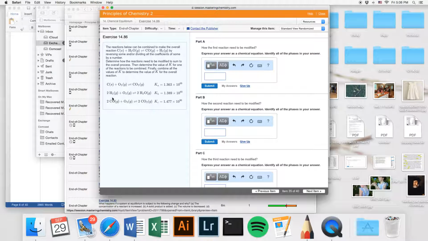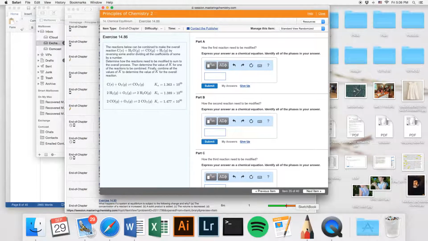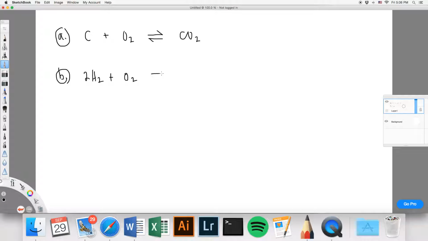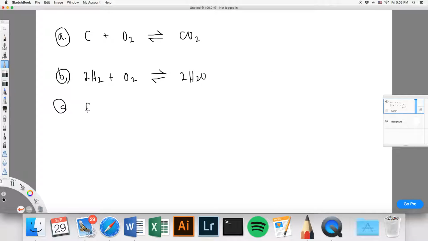B is 2H2 plus O2 gives 2 waters. Right? And C is carbon monoxide plus oxygen gives, I think that was 2 carbon dioxides, right? Is that right? Okay, let me go back and check that.